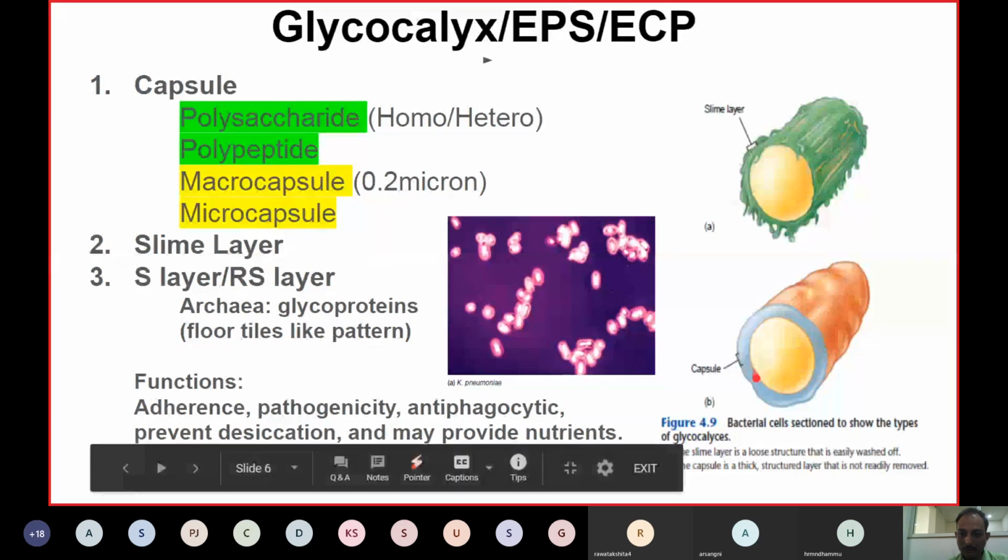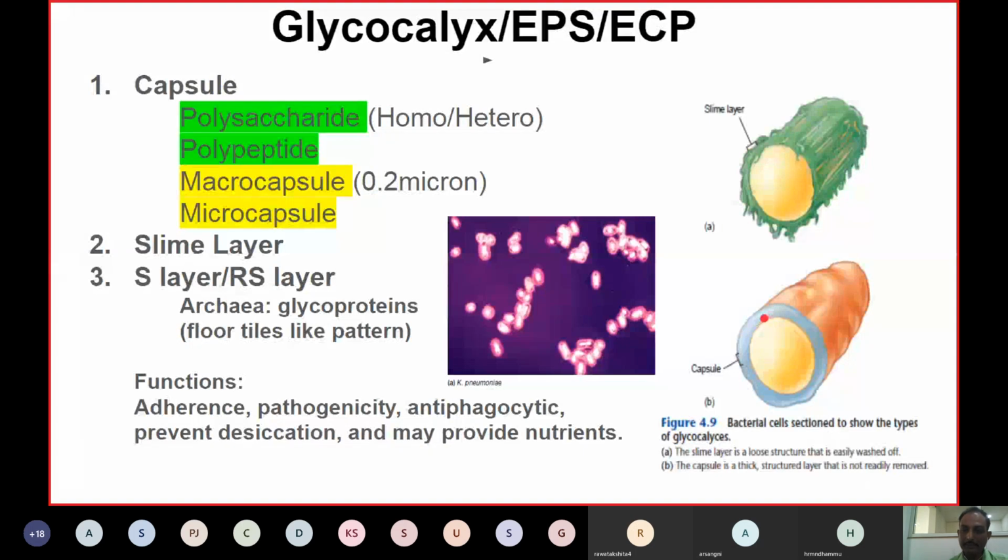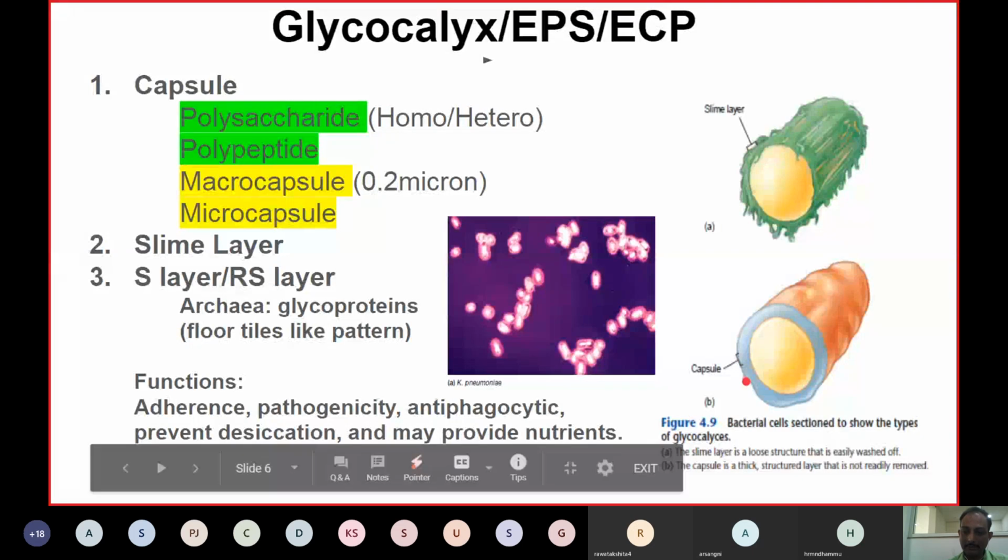Here in this picture you can see the outer layer present outside the cell wall, which is well organized and not easily washed off. You can see the structured layer which is not easily washed off, then it is known as capsules.